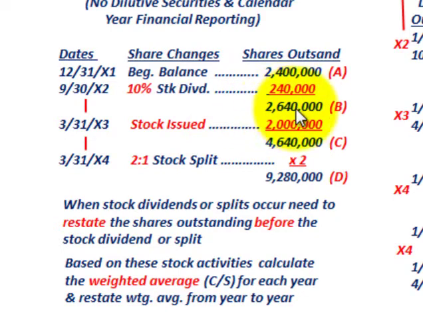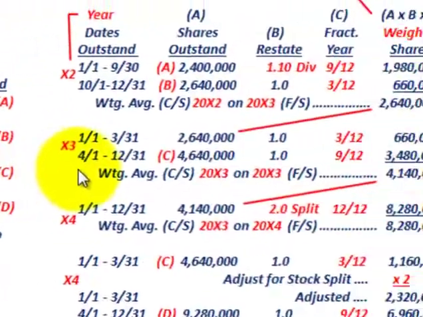So we started out with 2,640,000. We're going to add in this stock issued of 2 million shares, so we come up with 4,640,000 shares. That's from 3/31/X3 through the end of the year, up until 3/31/X4. We're going to have that number of shares outstanding.